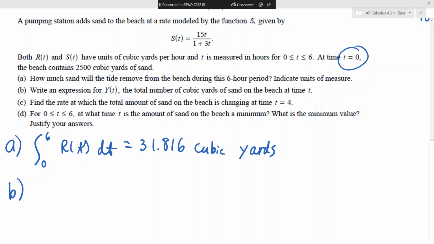That's what this is. Before I write the amount function, let's write out what the derivative of the amount function is. What's y prime of t? What's the total change of sand on the beach? S of t minus r of t. Is that okay? It's the rate in minus the rate out. Okay?